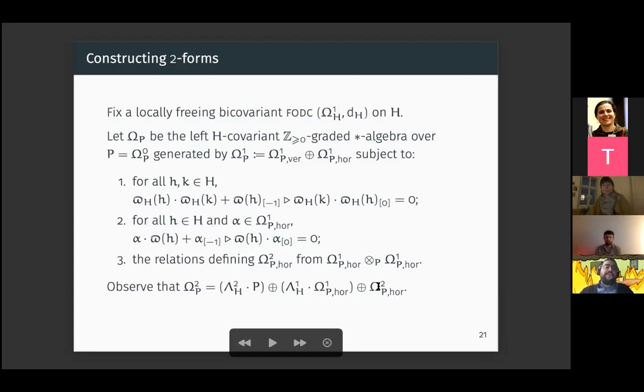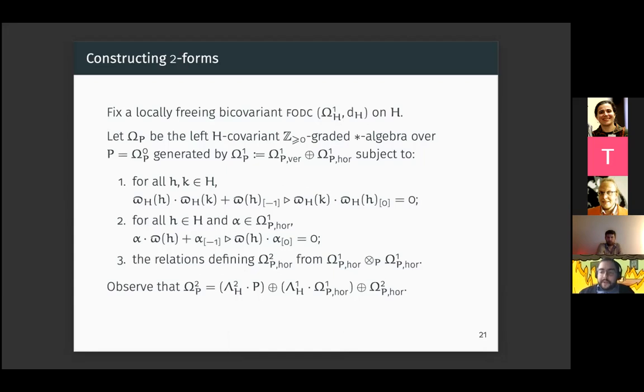So given all this, you can now ask, given a prolongable gauge potential, it gives me a total derivative from P to the 1 forms, when can I get an actual honest to goodness derivative from 1 forms to 2 forms that satisfies d squared equals 0?